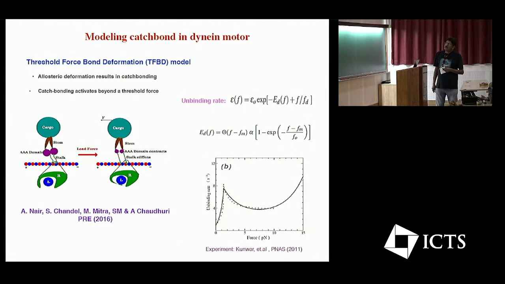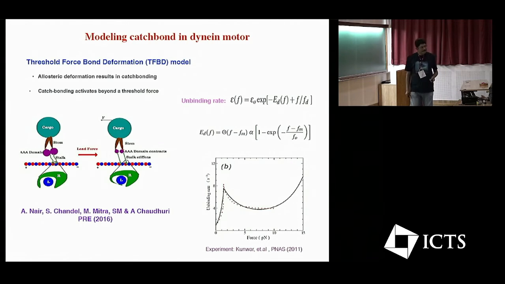The parameters which characterize the catch bond are of course the threshold force at which it gets activated, FM, and F0 and alpha, which reflect the strength of this catch bond. By fitting, we can reasonably reproduce the single dynein unbinding characteristics from the microtubule. And so this is the plot.